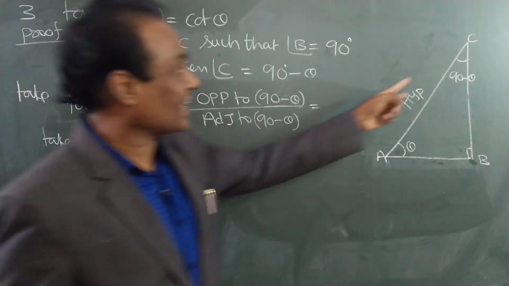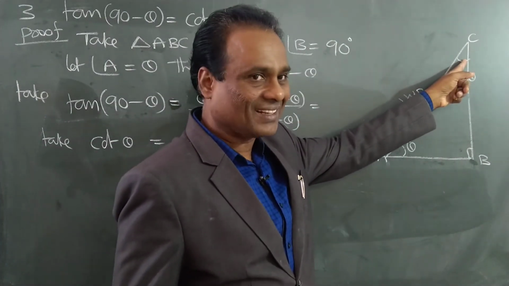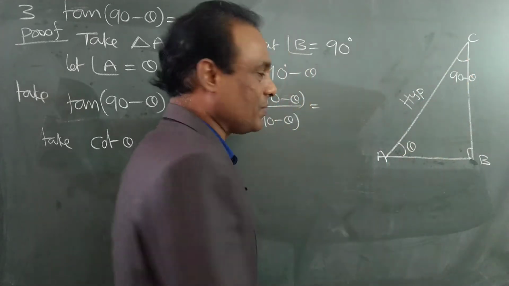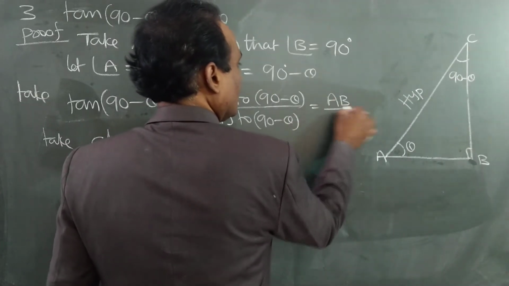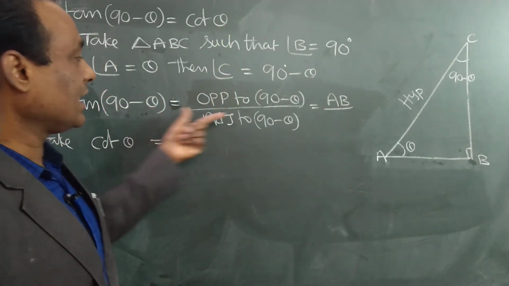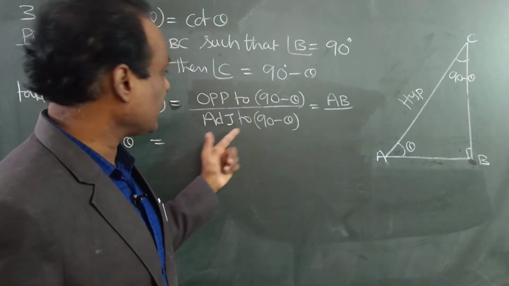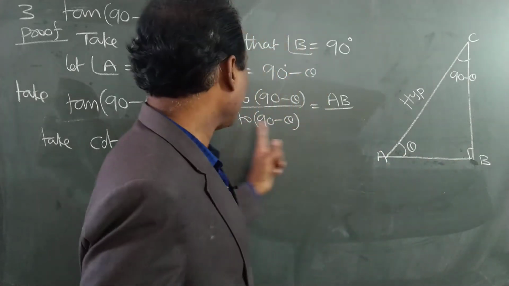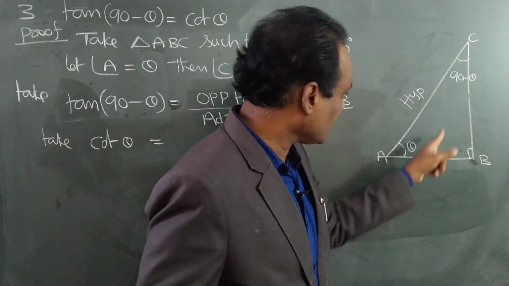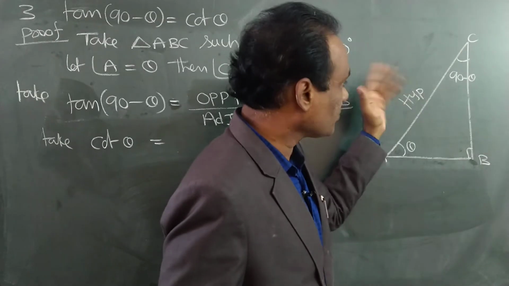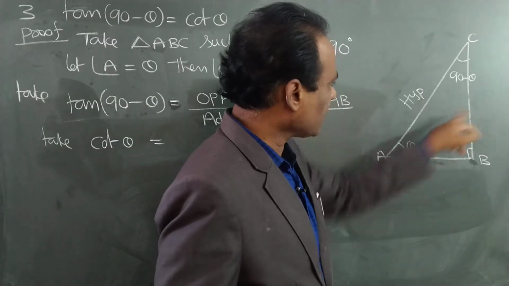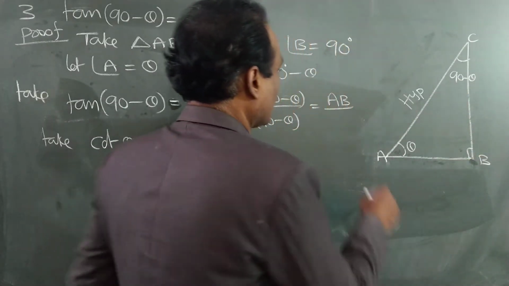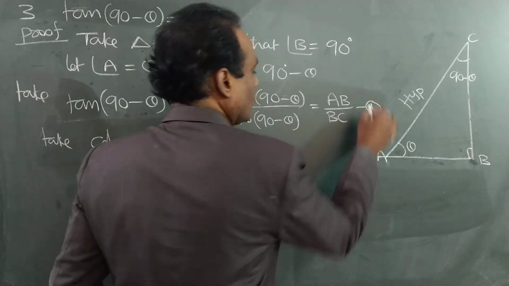90 minus theta, this angle. For this angle, what is the opposite side? For this angle, opposite side is AB. For 90 minus theta angle, opposite by adjacent. So when we are taking this angle, its opposite side is AB, and adjacent for 90 minus theta, this is opposite, this is adjacent. Don't disturb this, this is always hypotenuse. Opposite and adjacent will interchange. So for 90 minus theta, this is opposite and this is adjacent. What is adjacent? BC. Leave it.